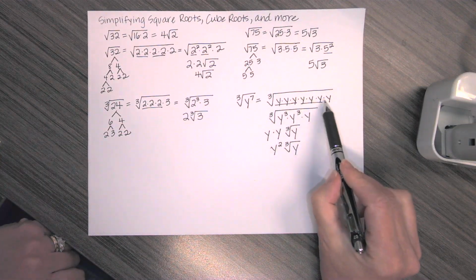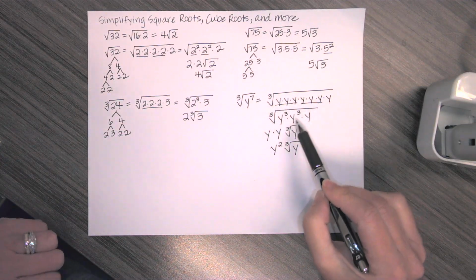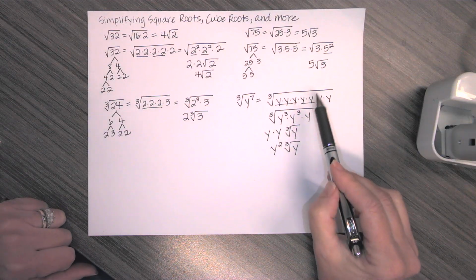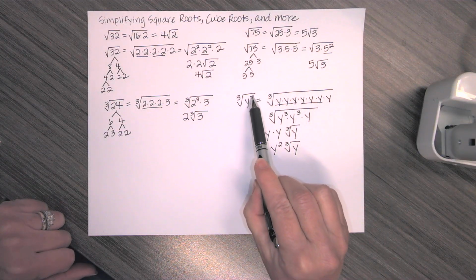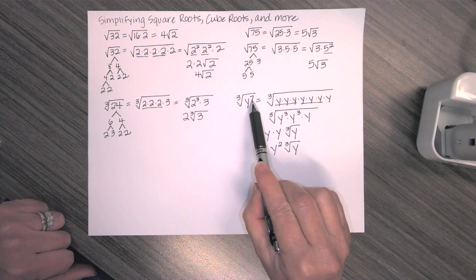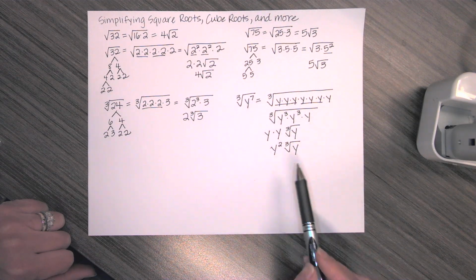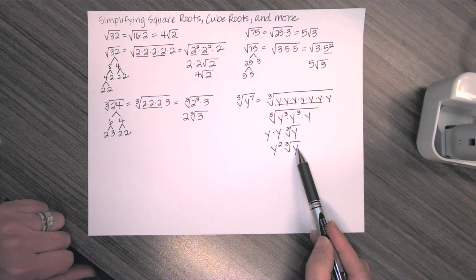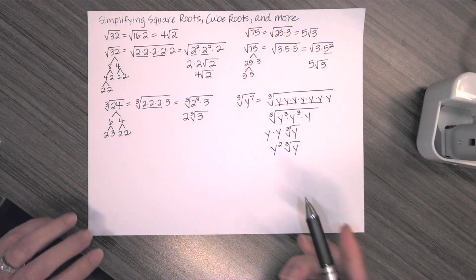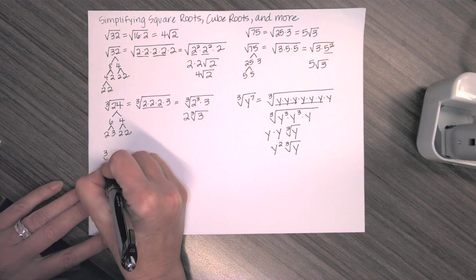Now you don't have to write this out every time. I'm trying to show you what's happening here. But in general, you can see we're looking for how many groups of 3 we can get out of this. We got 2 groups of 3 with 1 left over. All right, let's try another one.